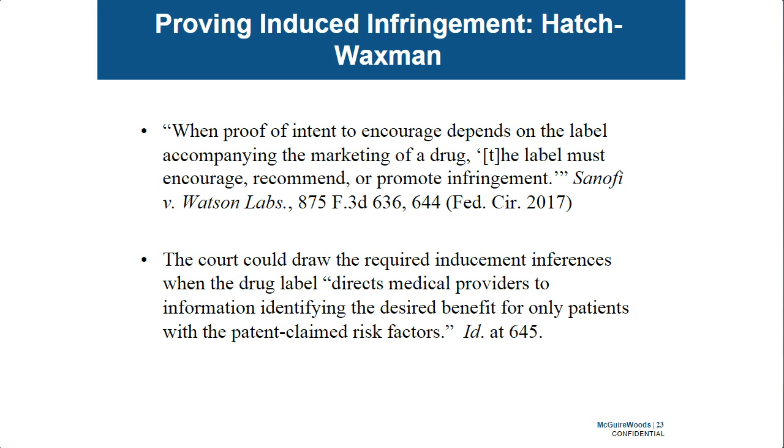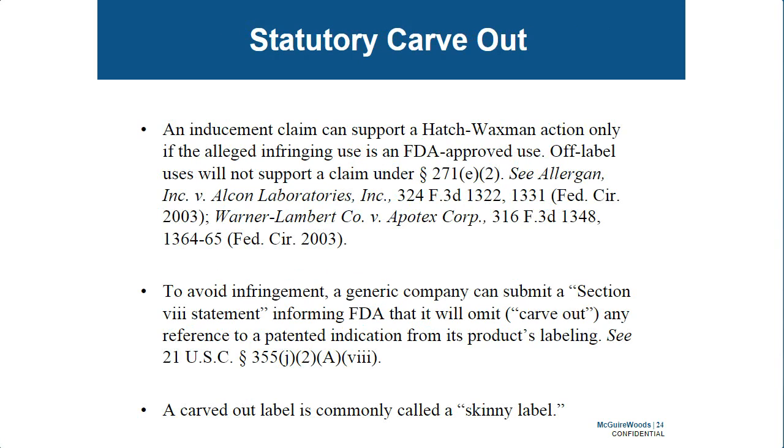So in patents that cover methods of use, the charges against the generic drug companies will not typically be direct infringement, but rather inducing infringement. So how do the generic companies avoid this kind of method of use patent? There's a mechanism called a statutory carve out. Basically, a generic company can modify its label.